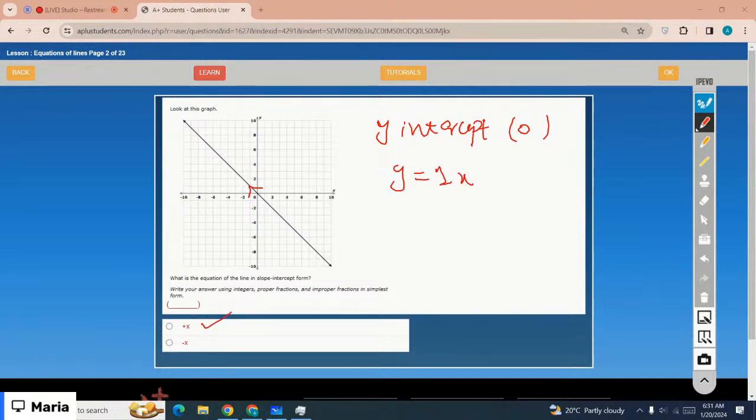Option number 1 is the correct option. Y equals x is the equation. The correct option is y equals x.